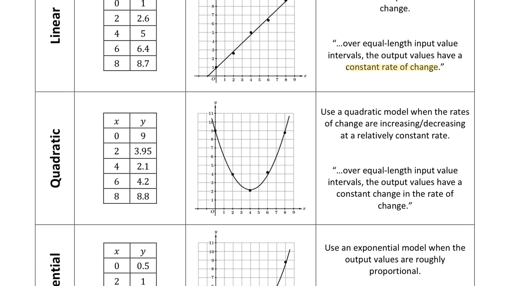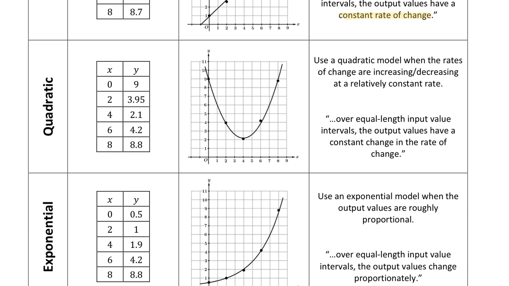For a quadratic, we can see in the table that the numbers are changing with a constant change in the rate of change. The dots on a graph would make a parabola, a U or an upside down U shape, a happy parabola or a sad parabola. The words we would use to describe this is that over equal length input value intervals, the output values have a constant change in the rate of change. Again, we've written this sentence many, many times, so we've been doing this validation where we decide which works best.